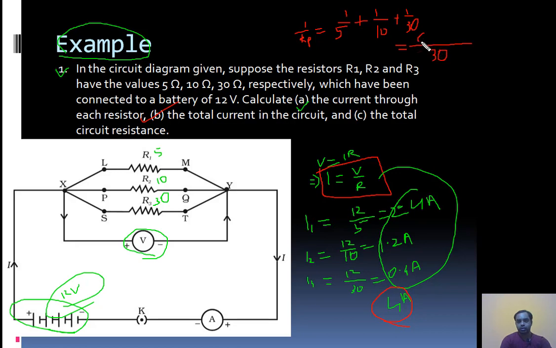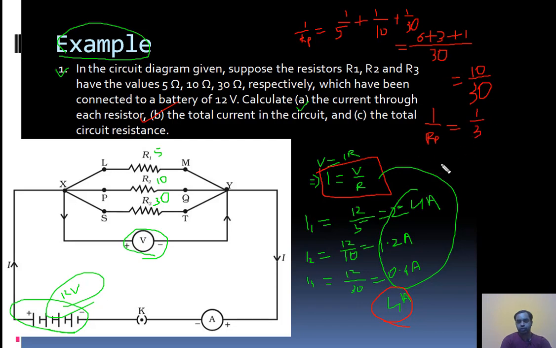30. Now this is 6 plus 3 plus 1. 6 plus 3 is 9, 9 plus 1 is 10. So it will be equal to 10 by 30. Now here 1 by Rp is equal to 10 by 30 equal to 1 by 3.